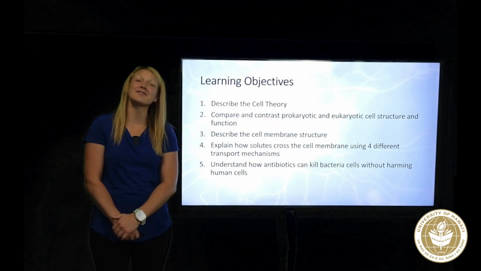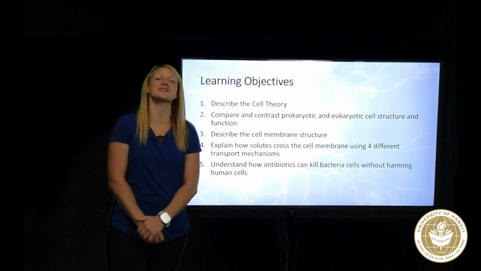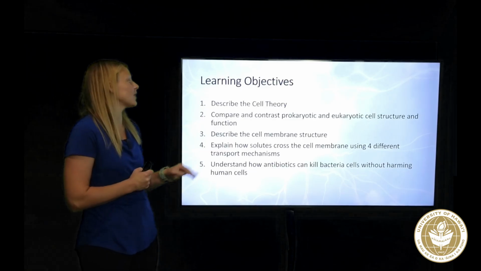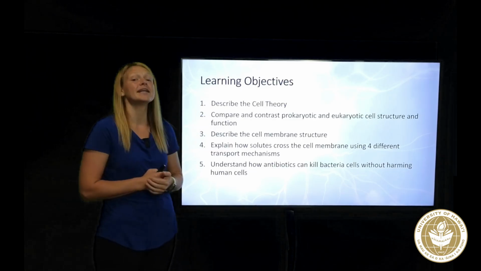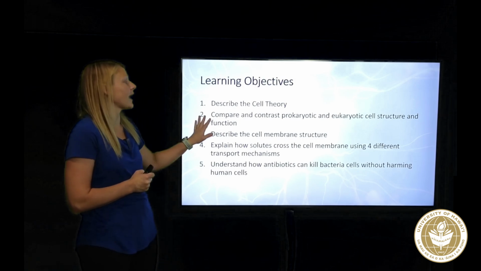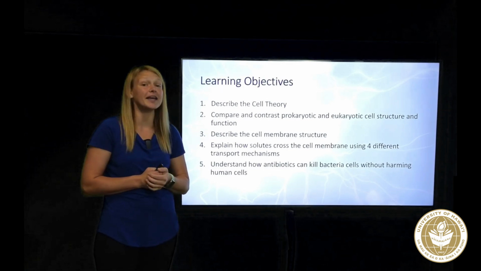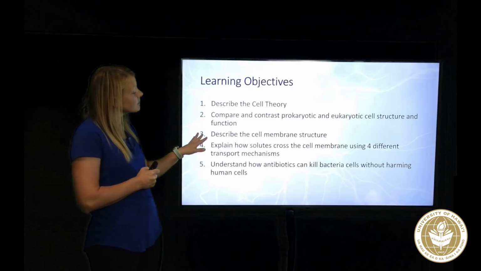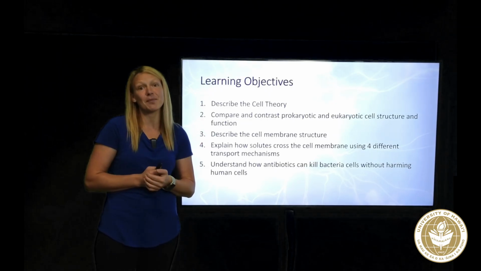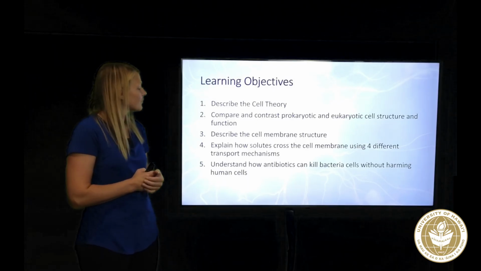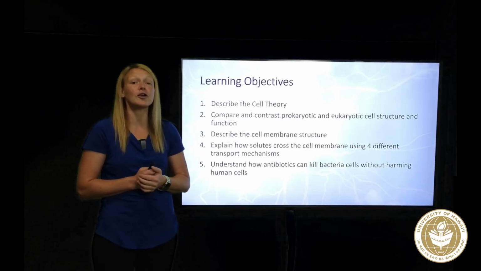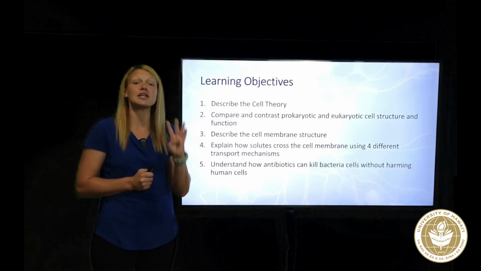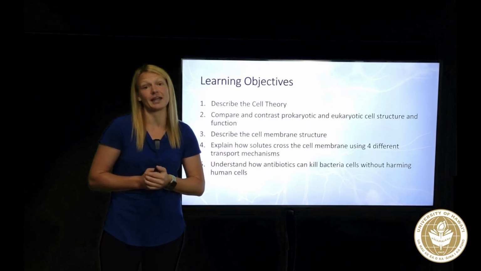Of course, we have, first of all, our learning objectives for today. By the end of this lecture, you should be able to, first of all, describe the cell theory. Secondly, compare and contrast prokaryotic and eukaryotic cell structure and function. Third, describe our cell membrane structure. Fourth, explain how solutes or molecules are able to cross that cell membrane using 4 different transport mechanisms.